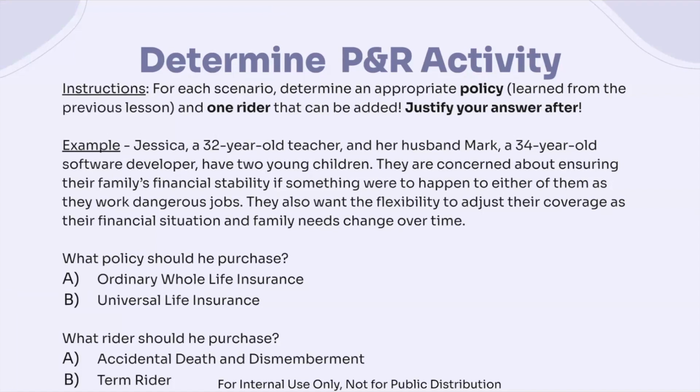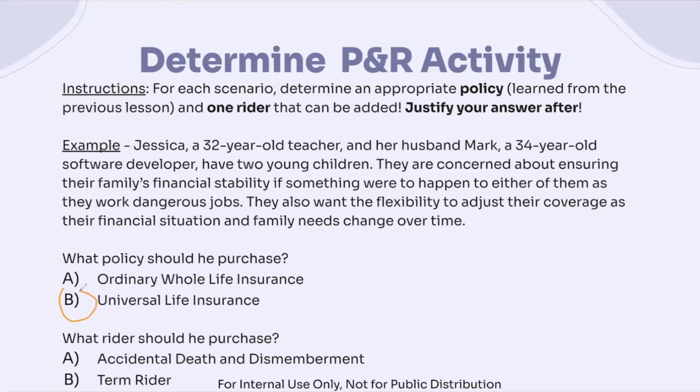Okay. So we want to think about an appropriate policy. What is an appropriate policy? Well, we see that they want adjustable coverage. So that means that we would gear towards a universal type policy. Because with universal life, the death benefit can be adjusted. With ordinary whole life, it's fixed. So most likely we're gearing towards universal life insurance.